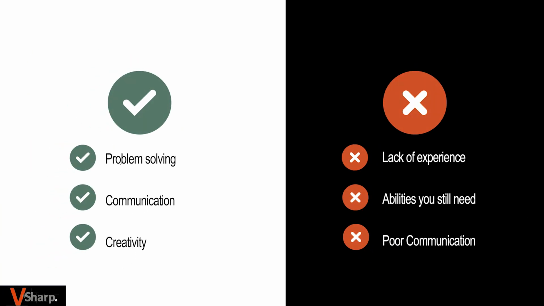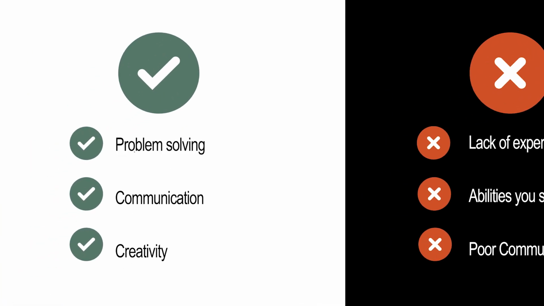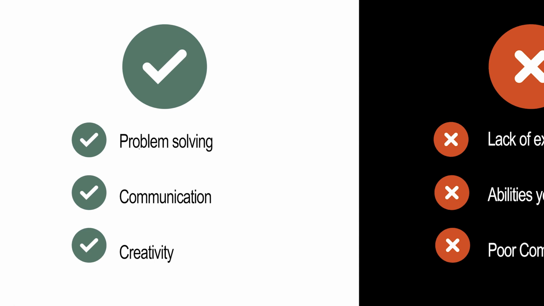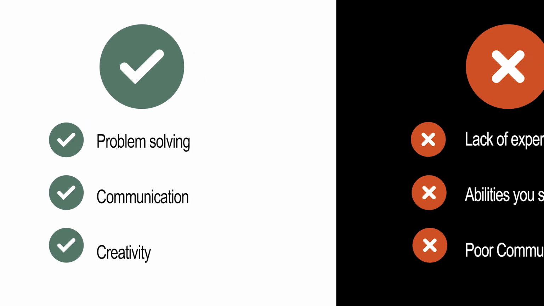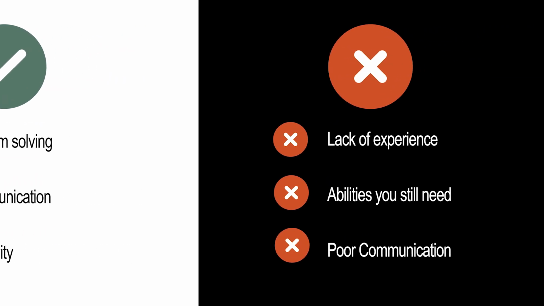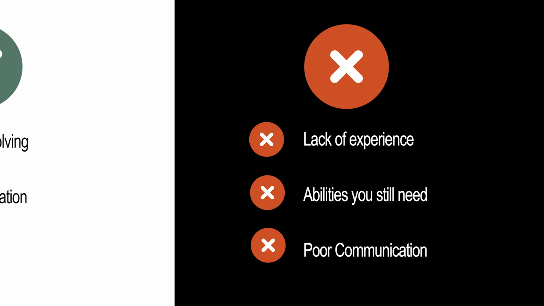Okay, so how do we go about identifying strengths and weaknesses? One idea is to make a list. Write down your strengths. For example, problem solving, communication, creativity. Also write down your opportunity areas. Those areas where you struggle, where you know you need to continue to work. What abilities do you still need? Where do you lack experiences?